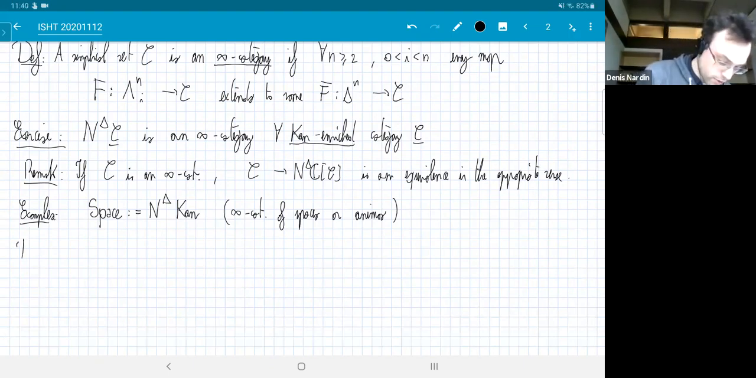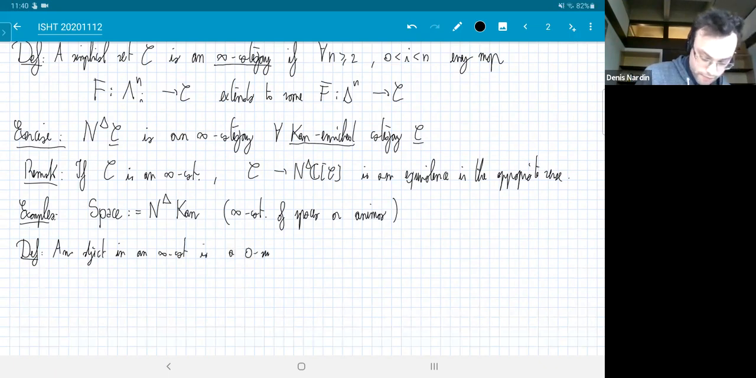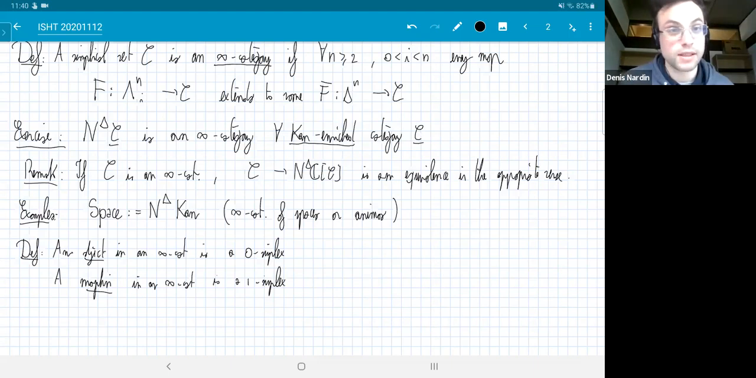So, okay, I didn't say it, but a morphism. So an object in an infinity category is just a zero simplex, and a morphism in an infinity category is a one simplex. And in fact, I'm going to tell you in a second what a homotopy is, and you'll see that it will recover exactly the notion of homotopy that we had before. So actually, you don't lose information.